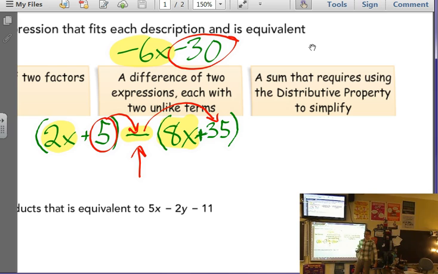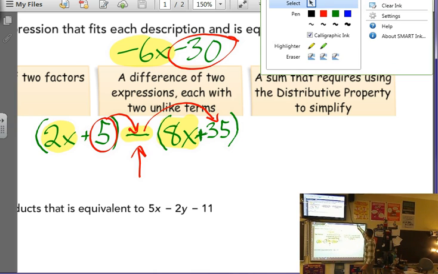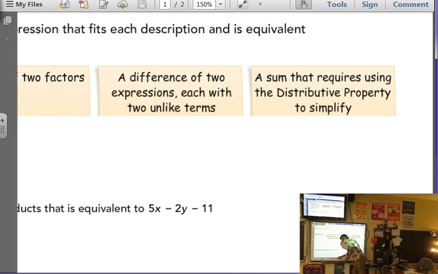So I want you guys to try the third one on your own. You're going to have a sum now, so instead of a difference, you're going to have a sum that requires the distributive property to simplify. So you don't necessarily have to have an expression plus an expression. You can just have a value plus an expression, but you have to use the distributive property.